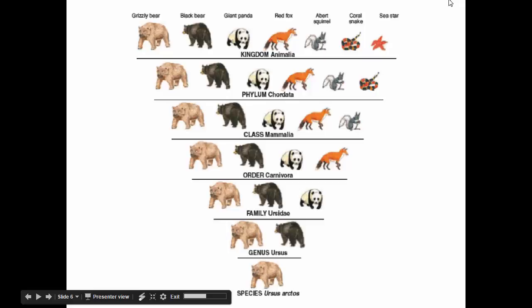Okay, so we have the panda, we have the black bear, and the grizzly bear. If we go even further into genus, now we're getting very, very closely related. We have the grizzly bear and the black bear. The panda is in a separate group. And finally, we get down to the species where we just have one organism left, okay, and that is the grizzly bear, Ursus arctos. That's its scientific name.